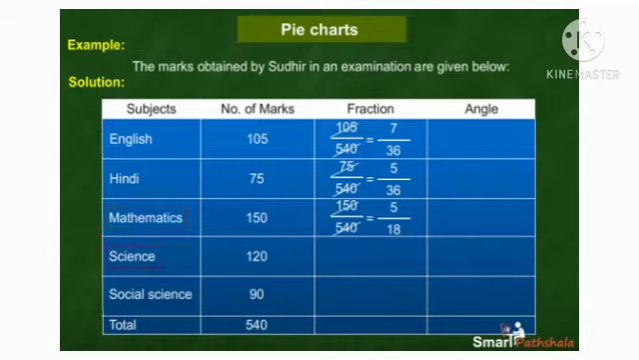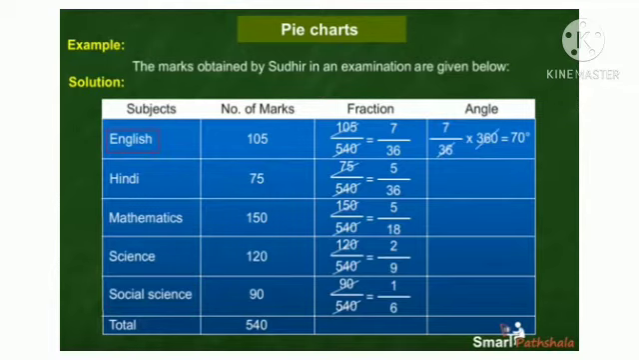Science is equal to 120 upon 540 is equal to 2 upon 9. Social science is equal to 90 upon 540 is equal to 1 upon 6. Marks in fraction of 360 degrees.